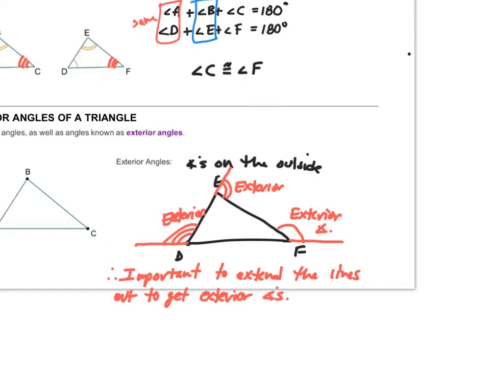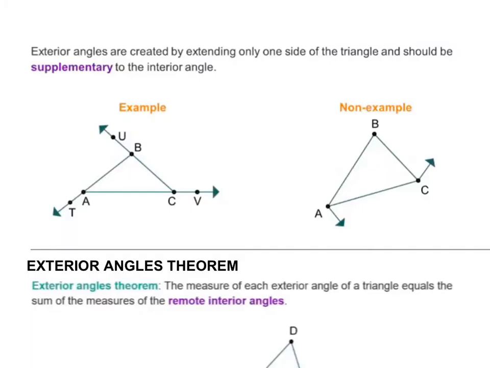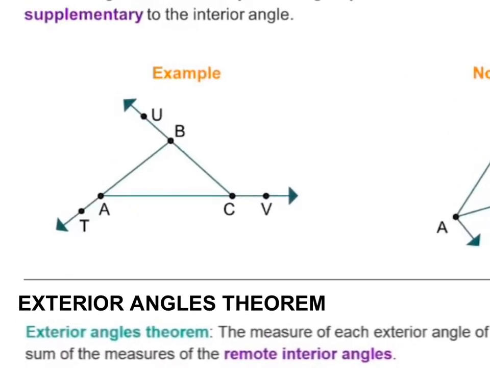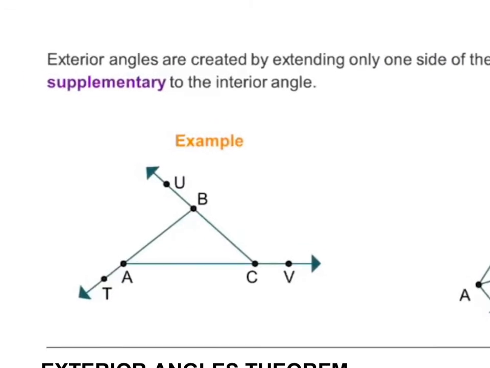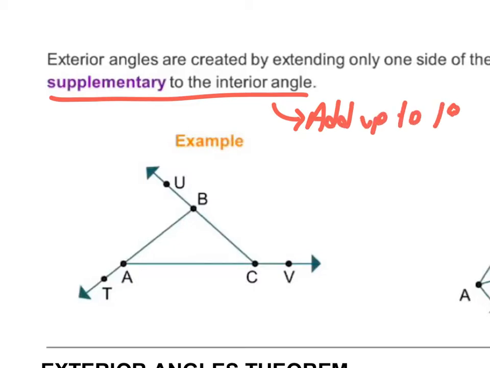Okay, so I wanted to make sure we talked about that and knew what those were. The reason these are so important is because of what we know about exterior angles. Here's an example of exterior angles. Here's a non-example. Remember, you have to just extend this line out. If you extend this line and stop and go in another direction, you're not really getting an exterior angle. What I know about these is that these exterior angles are supplementary to their interior angle, which means that they add up to 180 degrees.